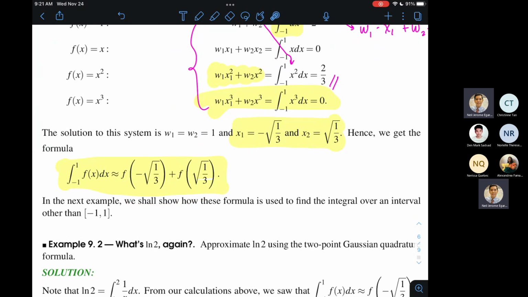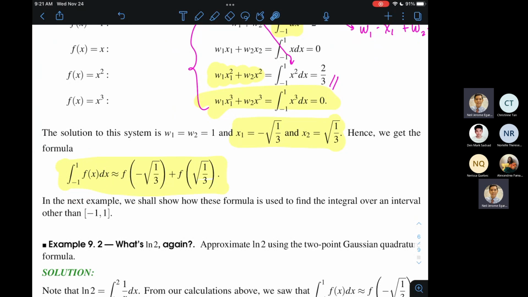Okay, so evaluate the function at negative root of 1/3, add it to the function value at the root of 1/3. Ang associated weights lang naman sa kanila ay parehas 1. So kaya wala na kayong nakita ng non-unit constant multiplier there. And yeah, that would be your approximate for the integral of f over the interval -1 to 1.